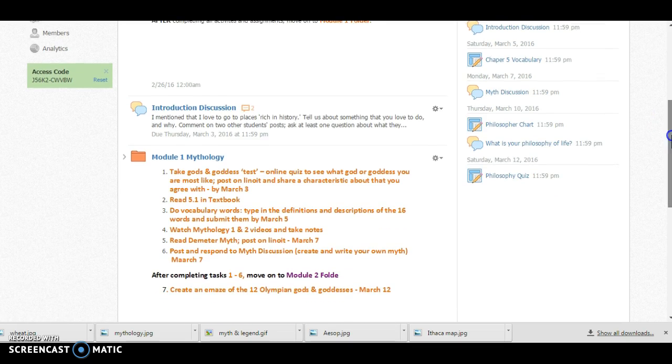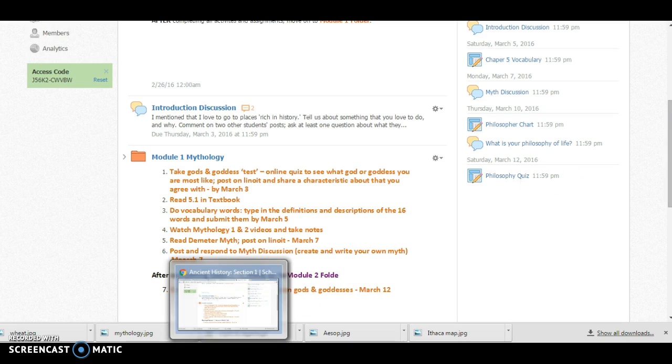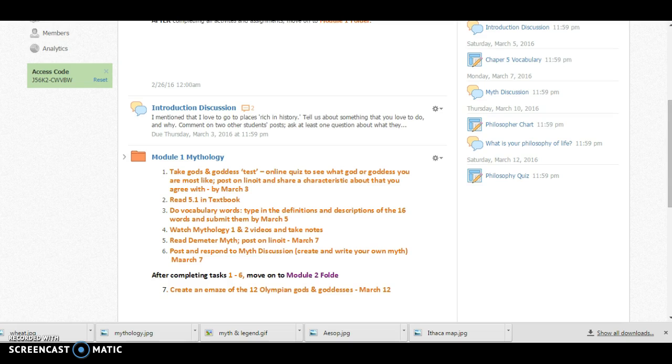The hook that I provided, I really liked. It reminded me of the one we did in our class, where they had to take a test and go online and figure out what god or goddess, well, they didn't figure it out, the test did, what god or goddess that they were. And then they would have to share that with each other.